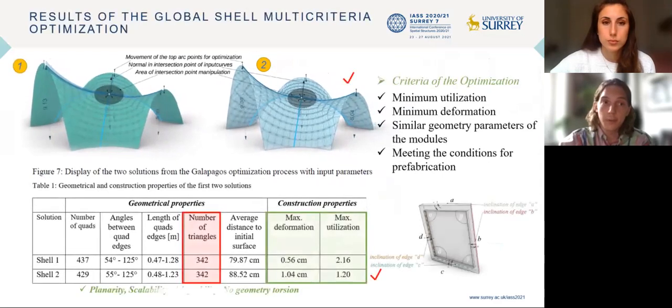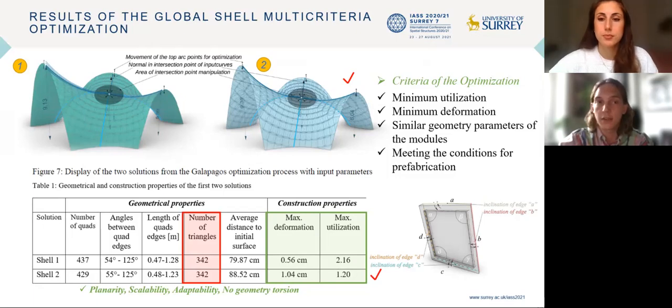Our criteria of optimization were minimum deformation and utilization, as well as similar geometric parameters of the modules, and compliance with the conditions for prefabrication. Since it is an optimization with several target variables, one has to choose from several results. We chose the variant with a lower utilization to keep the weight of the modules particularly low.